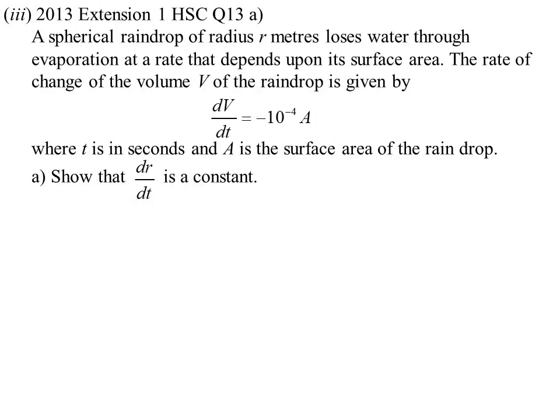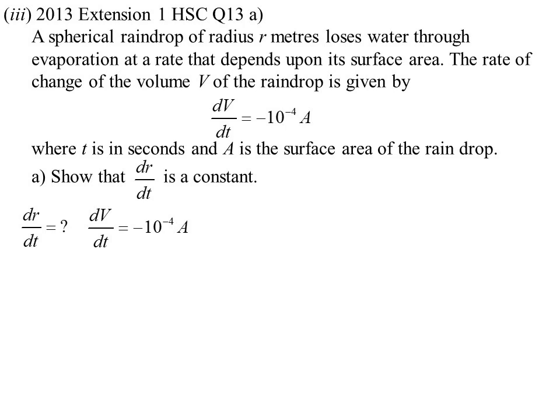Try this one. A spherical raindrop, which is kind of handy because we've got a formula for a sphere, makes life a little bit easier. Radius r loses water through evaporation. The rate of change they've given us, t's in seconds. A is the surface area of the raindrop. First thing, show dr/dt is a constant. dr/dt is what we want to work out.